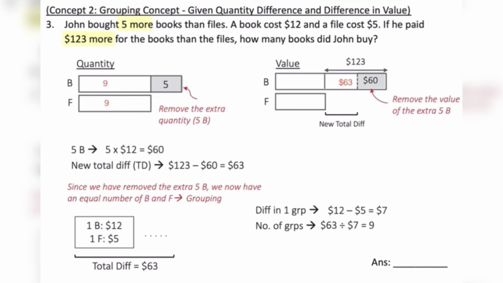Question is, how many books did John buy? It will be 9 plus 5. Okay? 14.